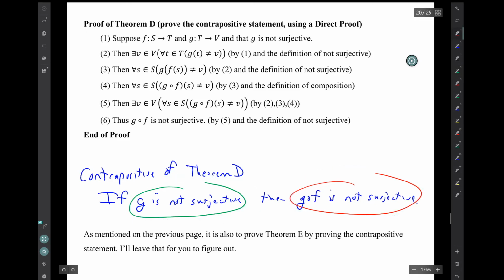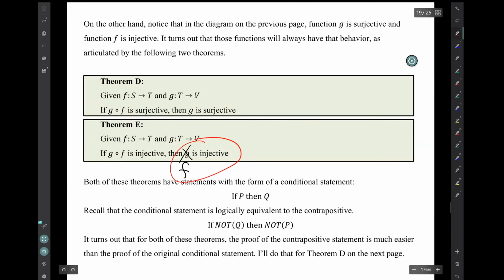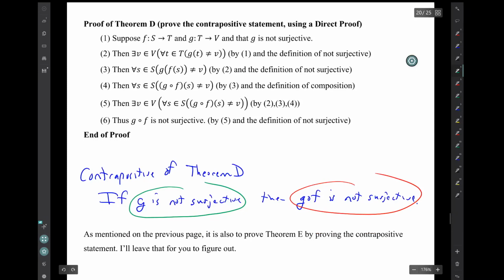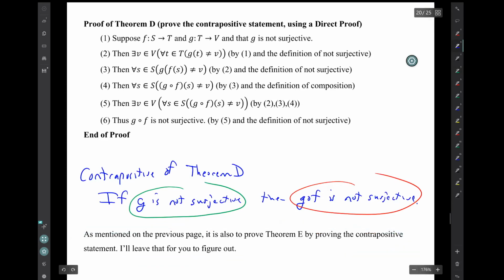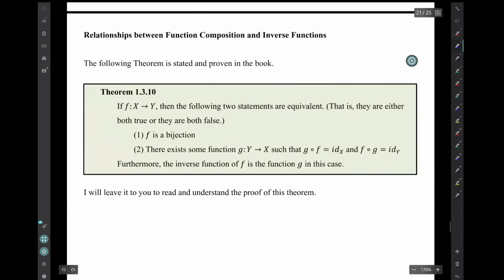And that's the contrapositive of the thing that I really wanted to prove: if the composition is surjective, then g is surjective. And as I mentioned on the previous page, it's possible to prove theorem E by proving the contrapositive as well. I'll leave that for you to figure out.